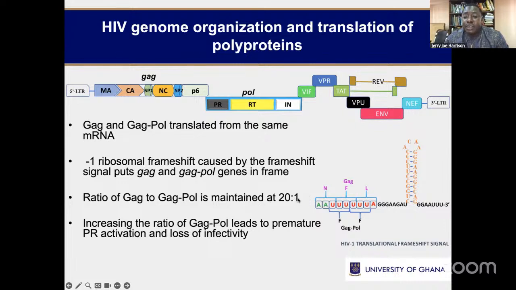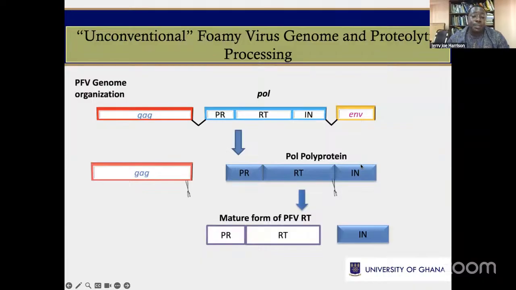Now, if you increase the GAG pol ratio, it turns out that there is premature activation and therefore infectivity is lost. Now, this we believe is very important for the generation of next anti-HIV drugs, and that's something that we'll be looking at down the line.